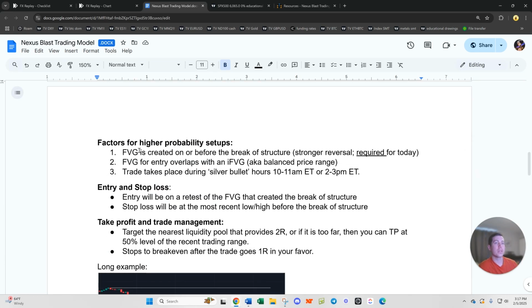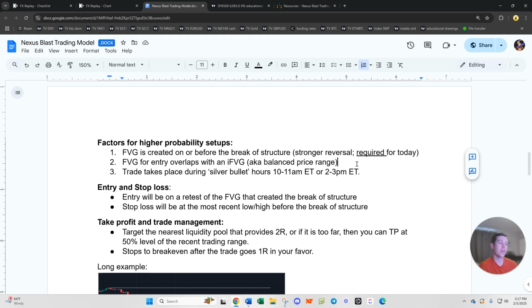Specifically for his model, he has a few factors for higher probability setups. The one that I'm going to require today is that the fair value gap needs to be created on or before the break of structure, and this will actually make it easier for us to identify the trades as well. You need to see a fair value gap lining up with or before the break of structure. Otherwise, it's not as strong of a reversal, and so we're going to ignore trades that don't follow that.